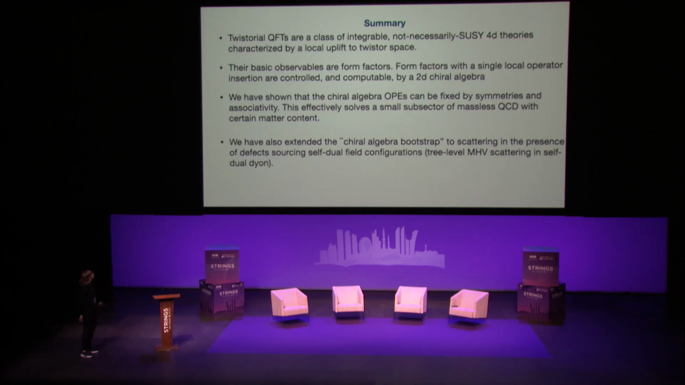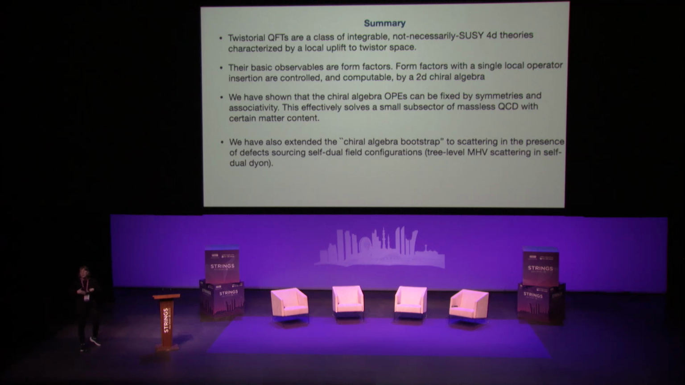So the summary is that twistorial quantum field theories are a class of integrable but not necessarily supersymmetric 4D theories that are characterized by the existence of this local uplift to twistor space. The basic observables are form factors, and form factors with a single local operator insertion are controlled and computable in terms of a 2D chiral algebra using what we call this chiral algebra bootstrap. And we have just shown that now the chiral algebra OPEs can actually be fixed by some elementary symmetries and associativity.